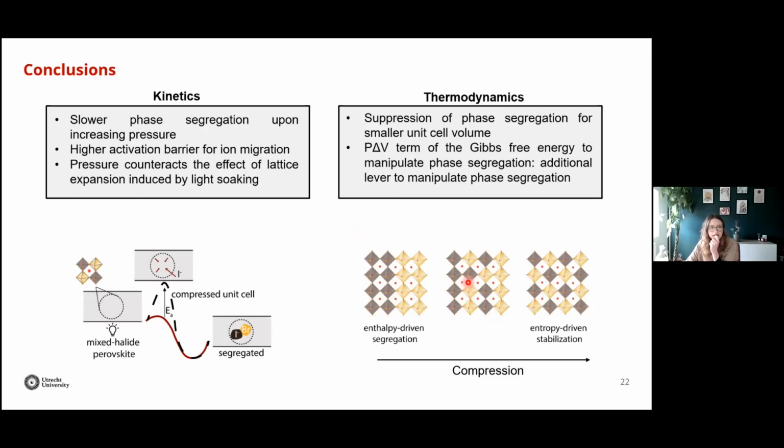So in conclusion, in this talk I've shown how you can induce strain in your material, and that's true, of course, not only for perovskites but also for other types of material. How you can quantify this strain by using a bulk modulus and a Young modulus. And then I showed you how you can measure phase segregation with techniques that do not rely on photoluminescence. And we found that strain has a huge effect on both the kinetics and thermodynamics of phase segregation. And in particular, that we can use pressure to suppress phase segregation, but also to increase the activation barrier for this halide migration.